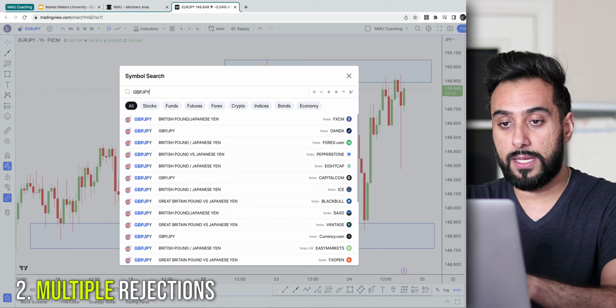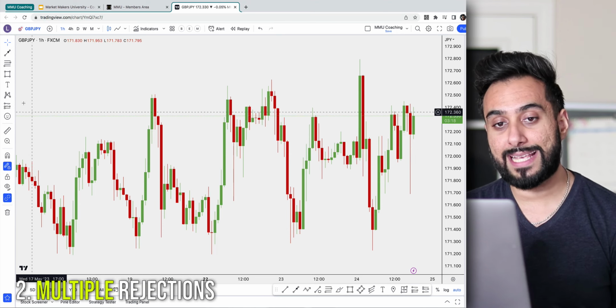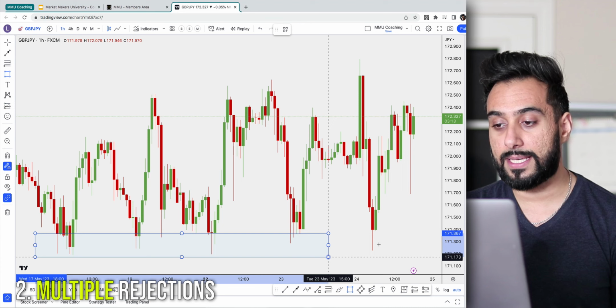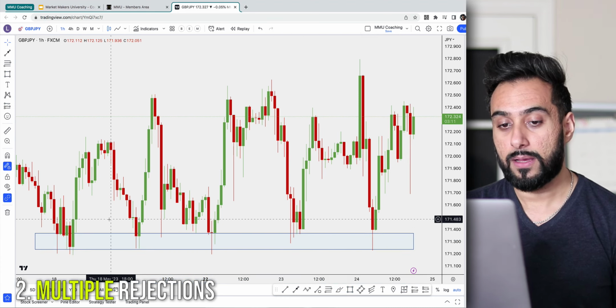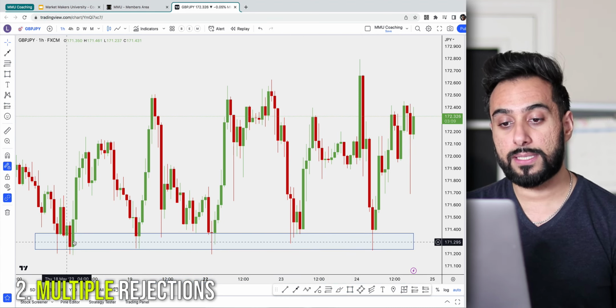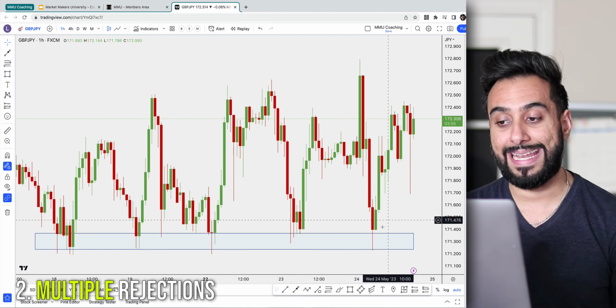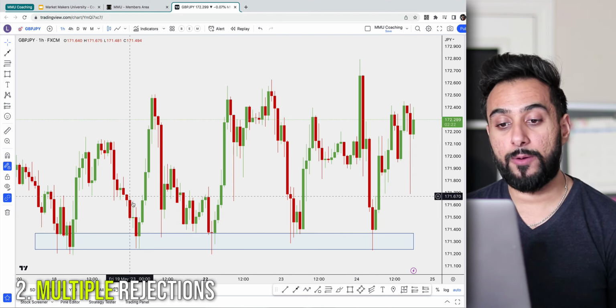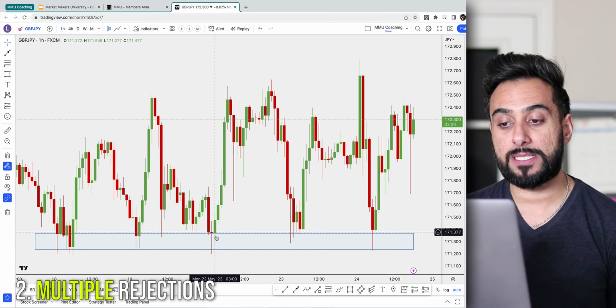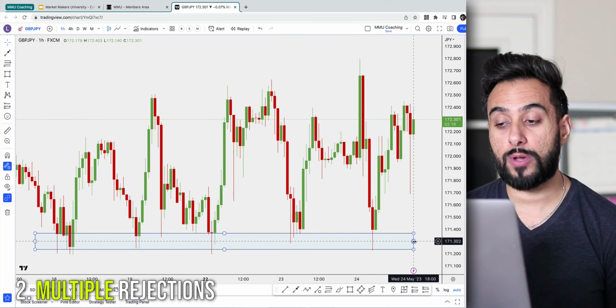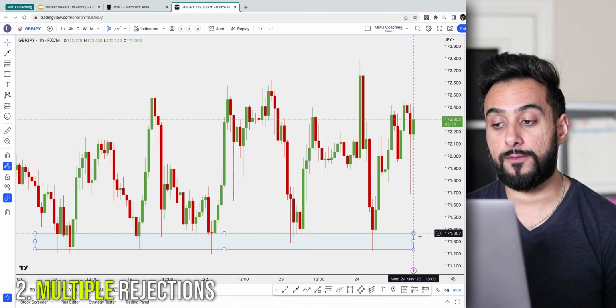We can do GBP JPY. Looking at this price action over here, same exact concept. How many times was this zone rejected at? Once, twice, 3 times, 4 times, 5 times, 6 times, 7 times, and 8 times. If you can identify areas where the market has reacted at a specific level numerous times, you know that is a level where professional traders are eyeing in the future.